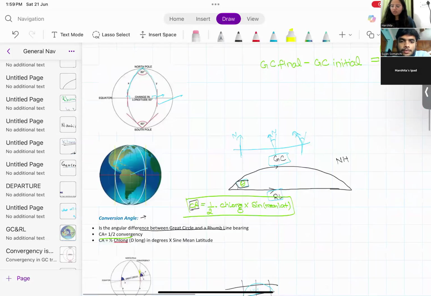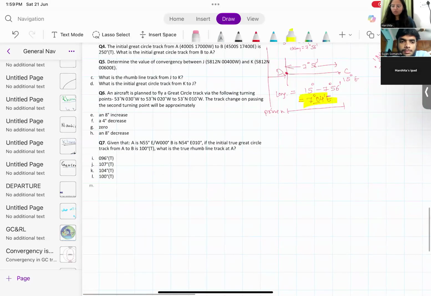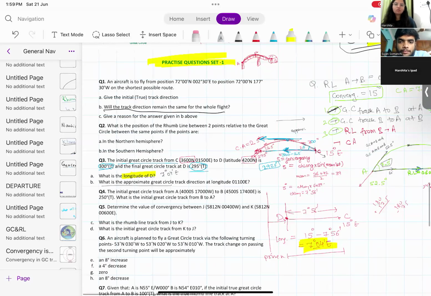So today your work is to revise everything, try to make good notes, and solve these questions. Tomorrow's class, you have to come with set 1 and set 2 solved. If you are not able to solve, we will sit and solve each and every single question tomorrow.